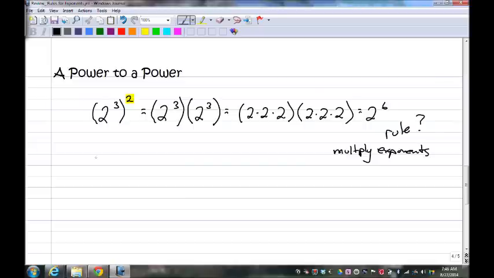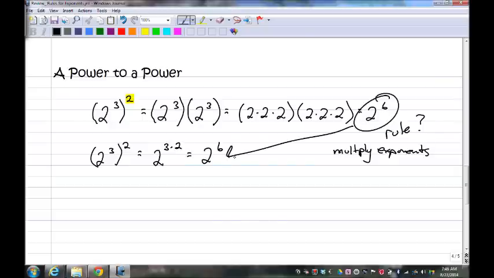So, for example, the same thing again, 2 to the third, raised to the second, means you would take 2 and you would say 3 times 2. I'm going to multiply those exponents, and this is equal to 2 to the sixth, which is exactly what we said it is. Okay, without having to write all that stuff out.